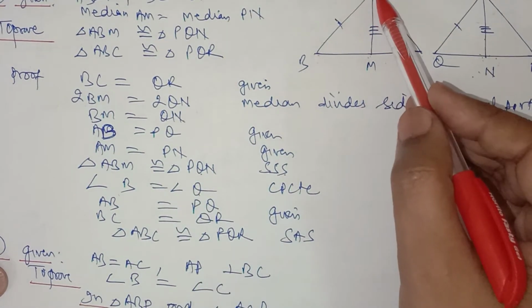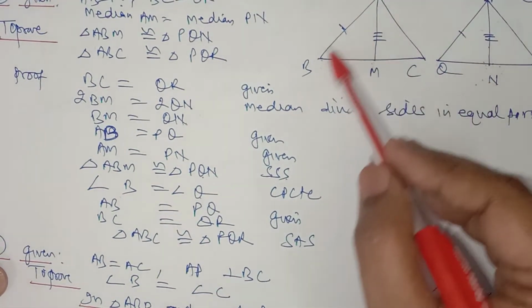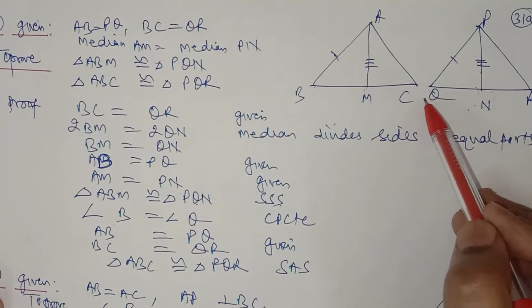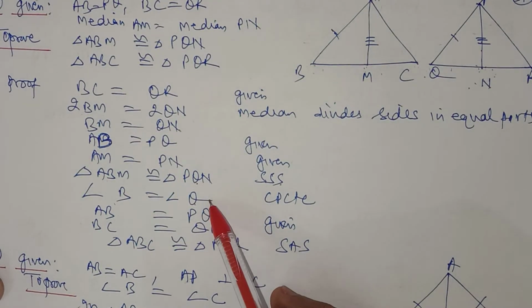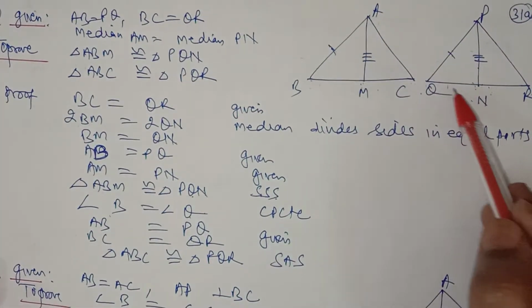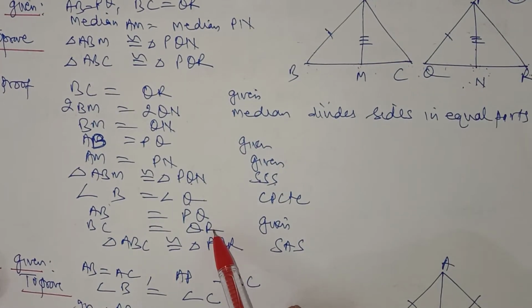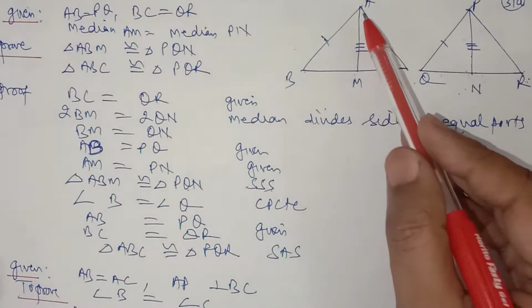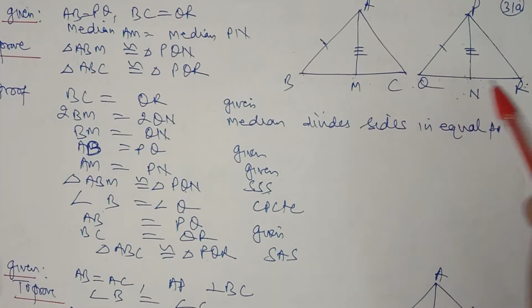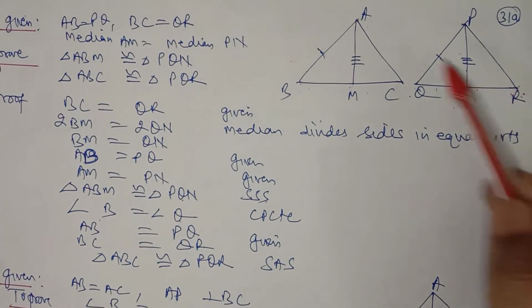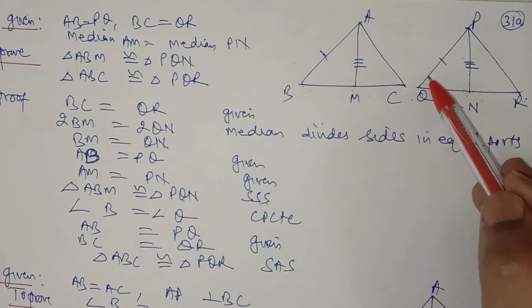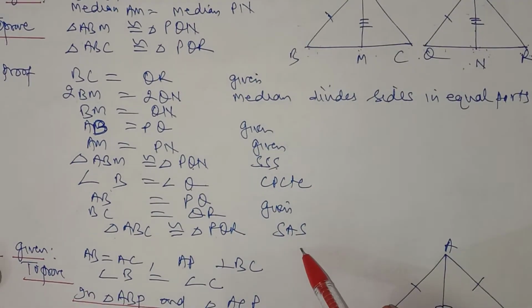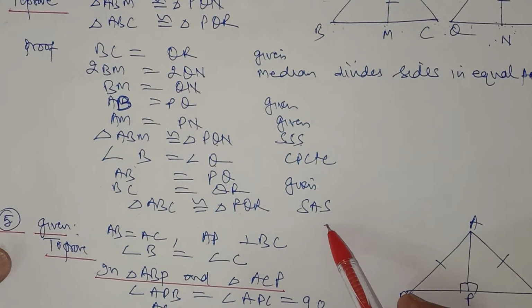Now in triangles ABC and PQR, AB is equal to PQ, it is given. Angle B is equal to angle Q, we have just proved. And BC is equal to QR, it is given. So triangle ABC is congruent to PQR by SAS congruence rule. So this is a good question.